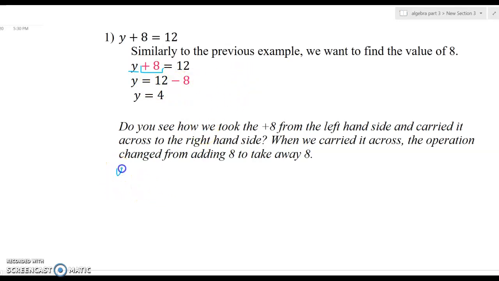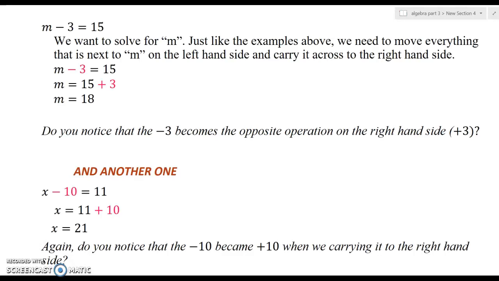So again, y plus 8 is equal to 12. We want to carry across the plus 8, so the y alone remains here. Always put back what you already had on the right hand side, which was 12. And then the adding 8 becomes take away 8. And that's how we get y equals 4. Pretty simple for now. Now let's look at these two examples here.